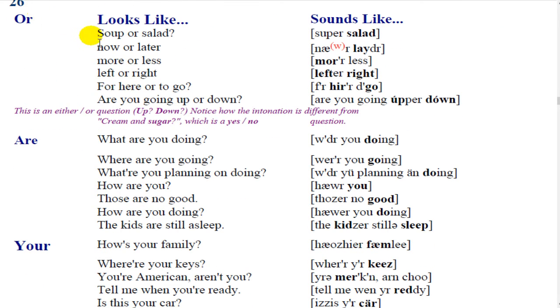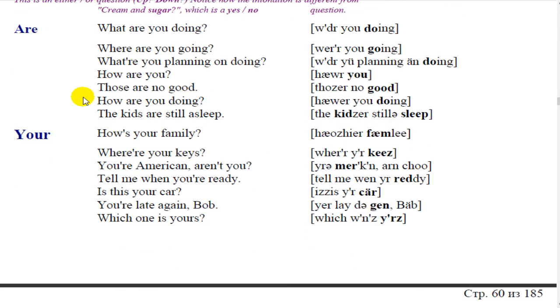Or. Soup or salad? Now or later? More or less. Left or right? For here or to go? Are you going up or down?